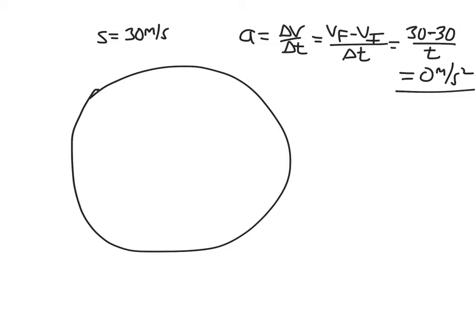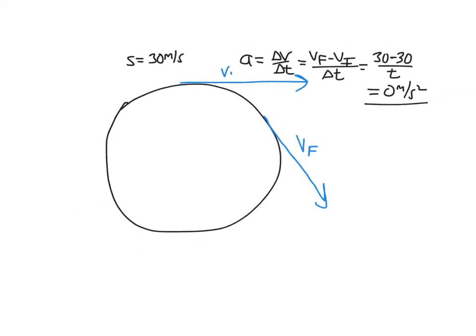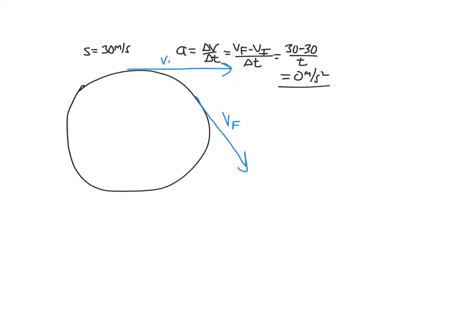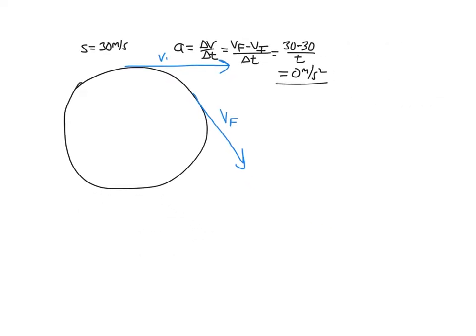The reason why is we've overlooked something. Velocity is a vector, which means the direction matters. So if we're at the top of the circle here, we have a velocity in that direction, and we'll call that v initial. And maybe later on, we're down here, and we have a velocity in that direction, and we call that v final.